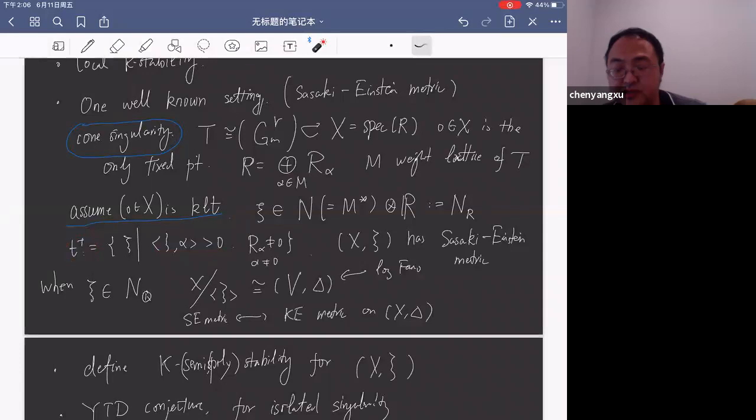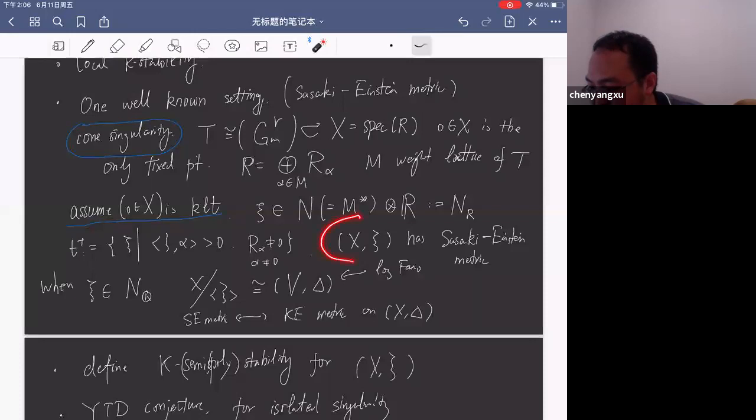You can think of it this way: if you move along the direction of the vector, it eventually goes to zero, goes to the fixed point. You don't want a vector that diverges. You want a vector such that if you go along it, it converges to the fixed point. And then people ask whether this kind of thing has a Sasaki-Einstein metric.